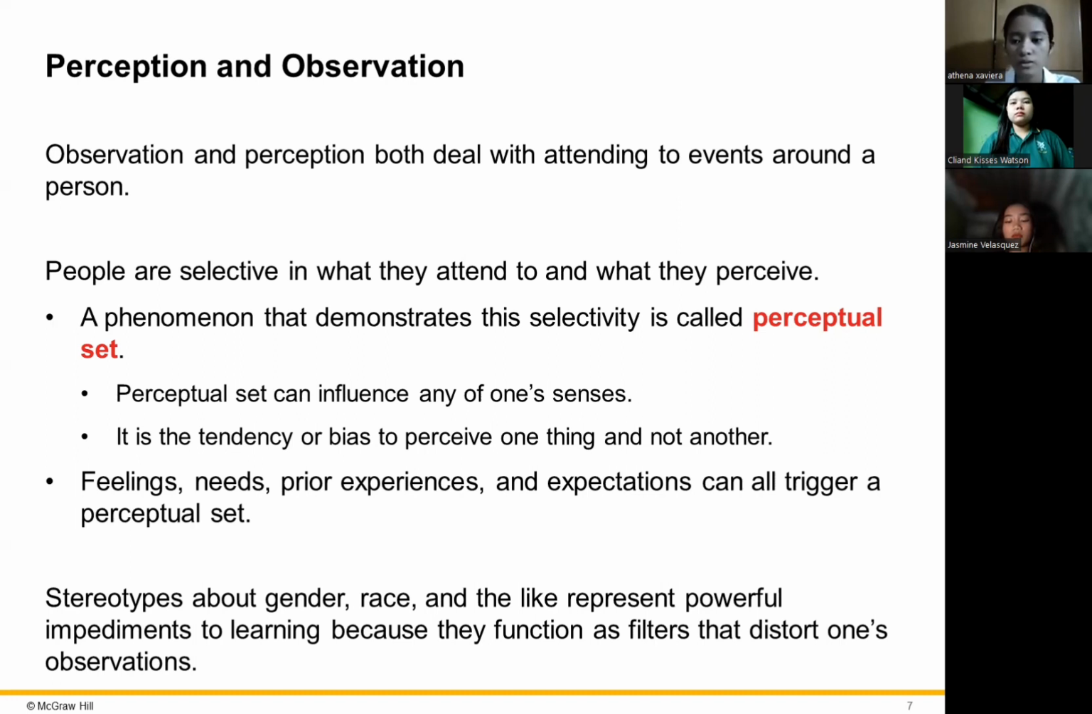These experiences would have a tendency to make you biased and to perceive one thing and not another. It can also influence anyone's senses around you. The feelings, needs, prior experiences, and expectations can all lead to triggering a perceptual set. Stereotypes about gender, race, and the like are powerful impediments that act as filters that distort one's observation.